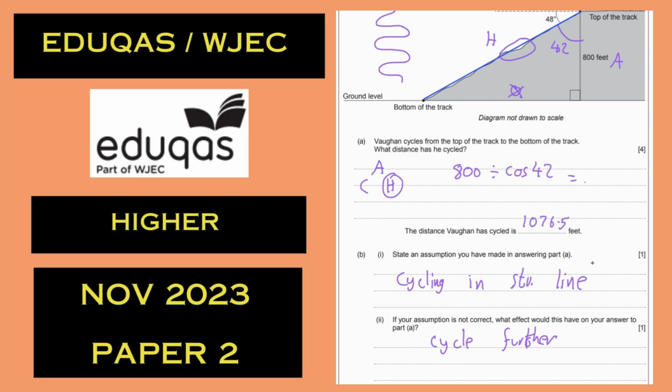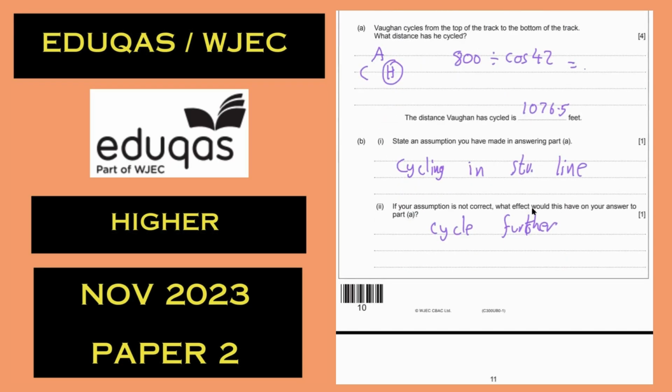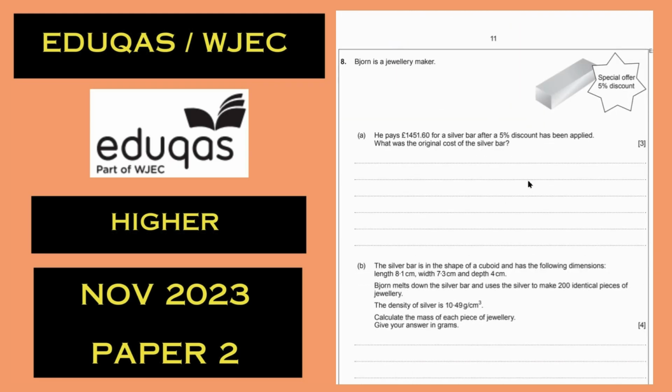Or you could, apologies, I'm rubbish with electronic pens, say anything along the lines of the real answer would be above 1076.5. Like I always say for these wordy one markers, you don't have to fill all 3 lines. That would take up way too much time. Get straight to the point. The assumption is that he cycles in a straight line, and if it's not correct, he cycles much further. End of conversation. Don't waffle.